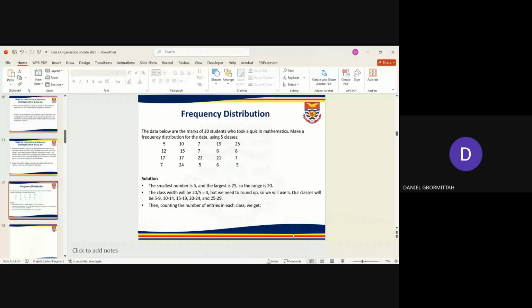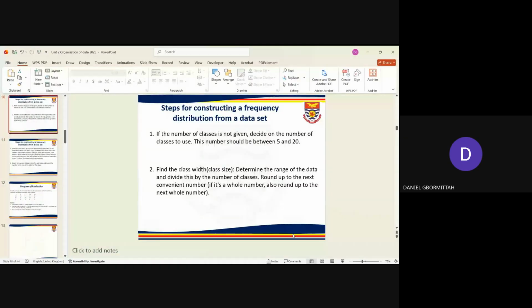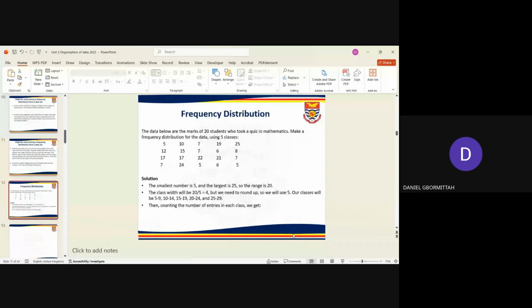But you see that the 4 is not within the range that we stated here. Usually the number should be between 5 and 20. So because the 4 is lower than the acceptable range, we round that up to the nearest acceptable value, and that is 5. That is why here it was rounded to 5.